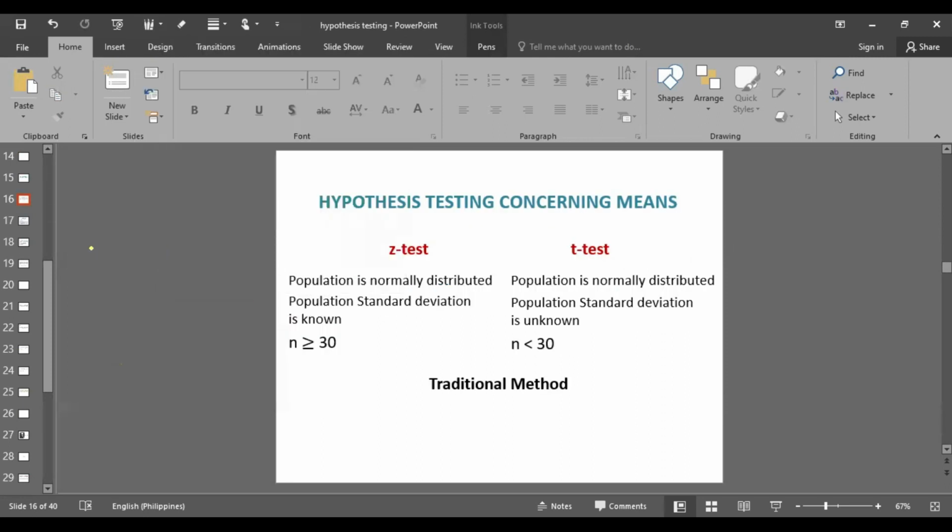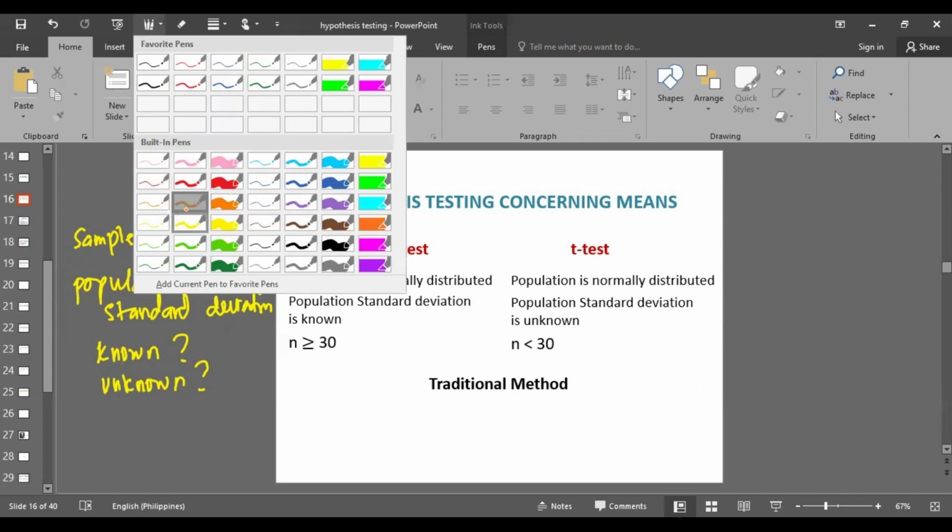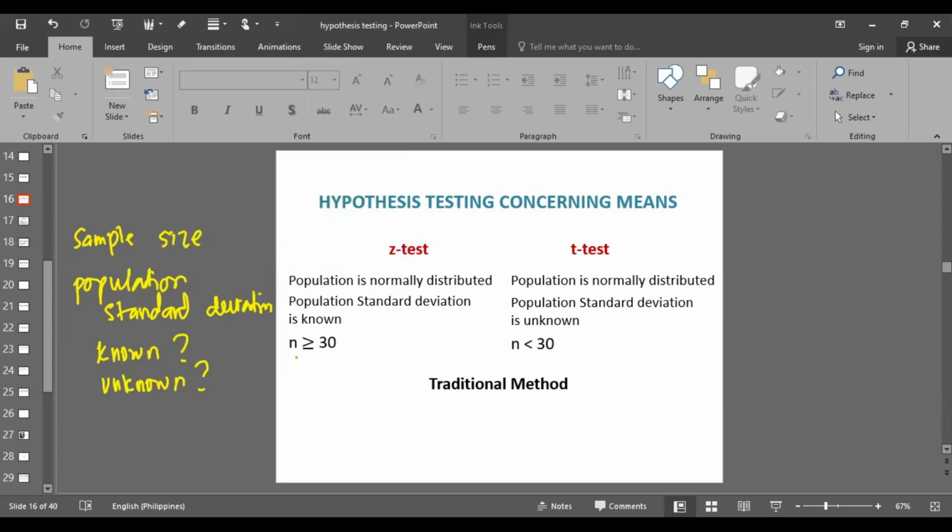Okay? In hypothesis testing concerning means, we consider the sample size and whether the population standard deviation is given or not. If the sample size is large enough, which is greater than or equal to 30, and the population standard deviation is given, then we have to use the z-test. On the other hand, if the sample size is small, which is less than 30, and the population standard deviation is not given, then we use the t-test. And these two methods are being used if the population is normally distributed.